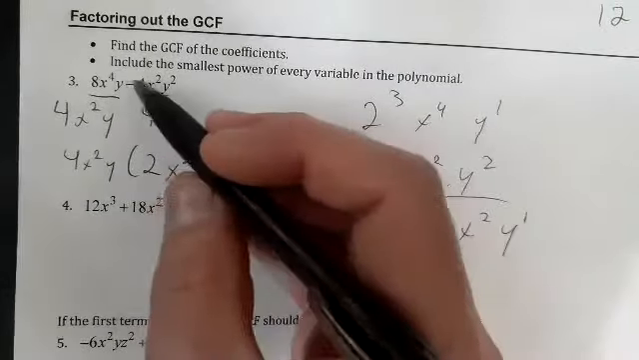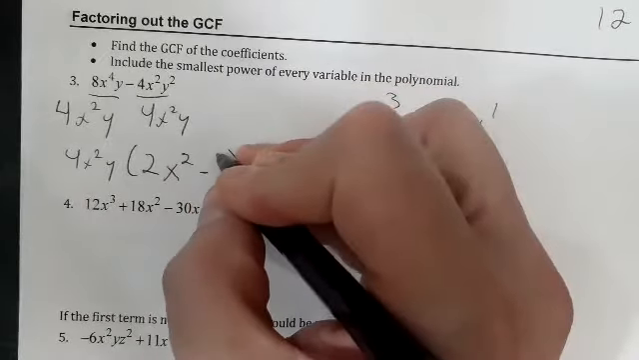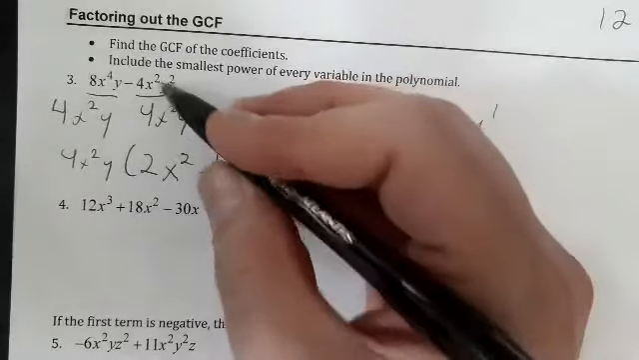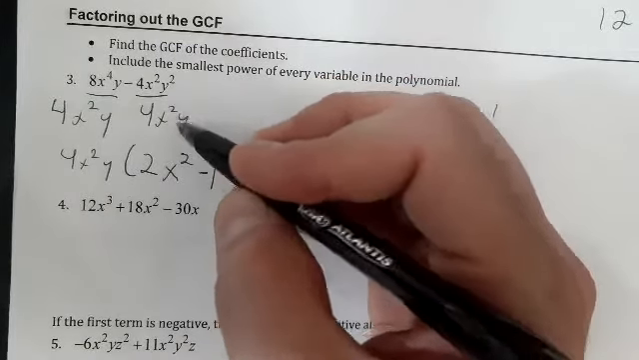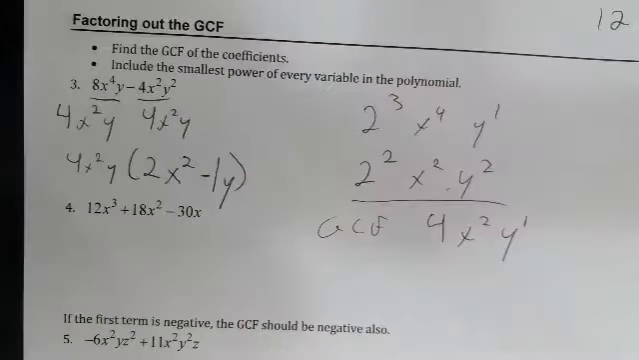The next thing I have is minus 4 over 4, which is going to be minus 1. I have x squared over x squared. There's no more x's, but there is a y. So minus 1 y would be how this thing factors out.